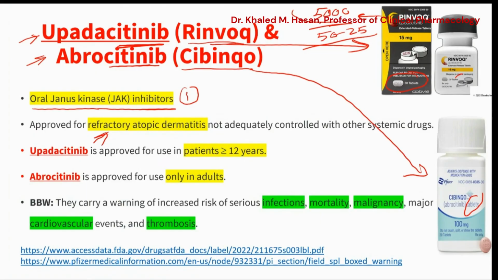So Rinvoq and Cibinqo are not the first choice. We use all the previous medications with no response or not enough response. So this is the last option for us, not the first option. For refractory atopic dermatitis, not adequately controlled with other medication. Does that make sense for us? So this is a key word for this medication, and maybe for the question also. 12 years old, so we have repeated information for 12 years old. Upadacitinib, abrocitinib. This is one takeaway point for you.